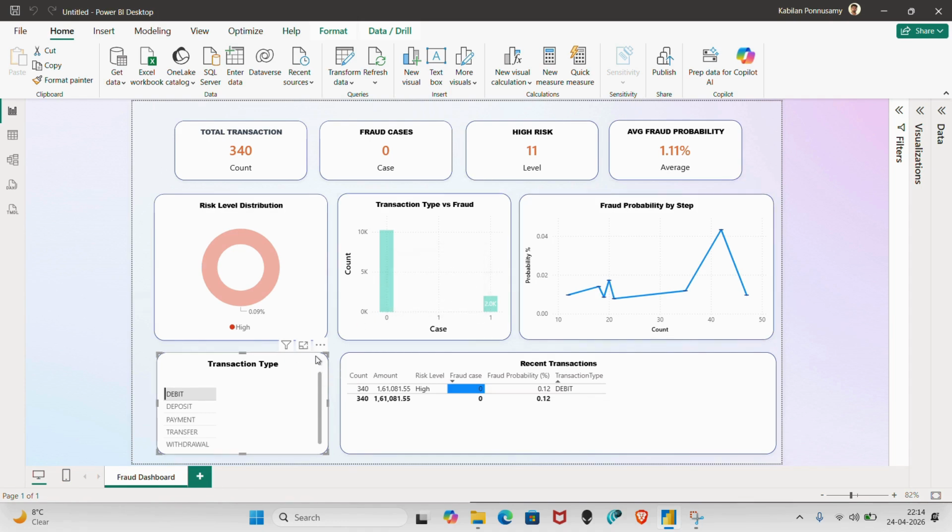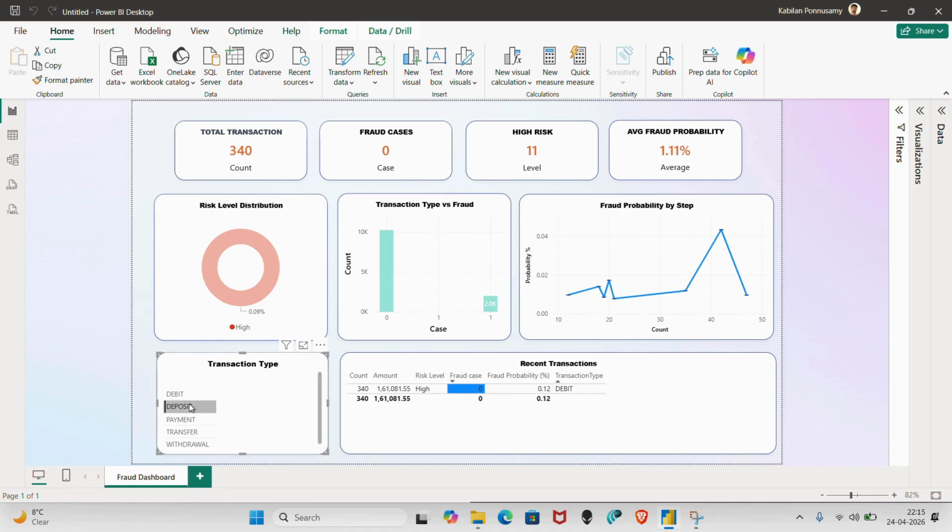In the risk level distribution, only 0.09% of the debit transactions fall under the high risk category. The transaction type versus fraud chart confirms that debit transactions have no fraud cases. Next, the fraud probability by step chart shows very minimal probability values, indicating that debit transactions are generally safe. In the recent transaction table, we see count, amount, fraud cases, and fraud probability. Overall, debit transactions show low risk and 0 fraud, making them the safest category in the dataset.